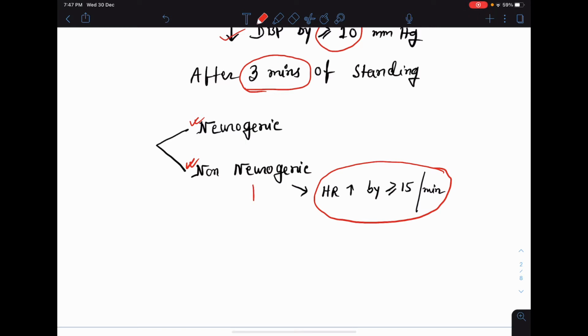Non-neurogenic causes of orthostatic hypotension can be anemia, or it can be hypovolemia. And neurogenic causes we have already discussed. There are many causes at the level of the brain, spinal cord, or peripheral nerves, or myoneural junction.